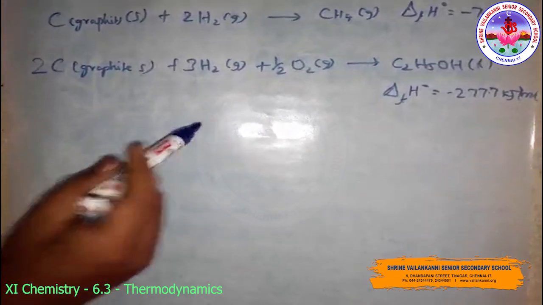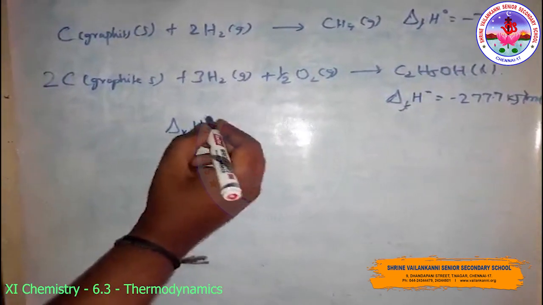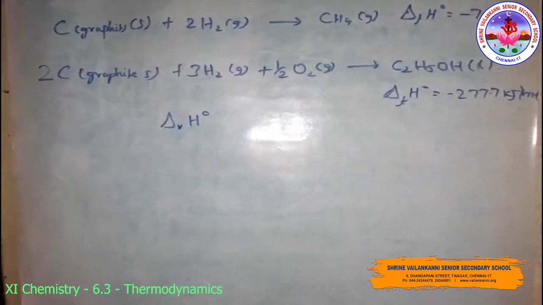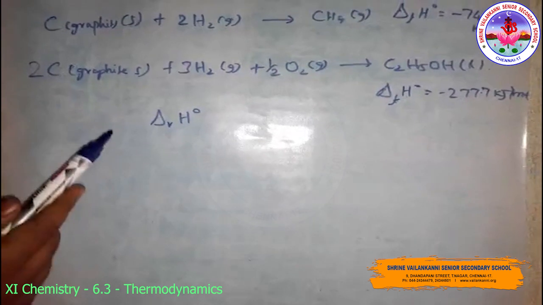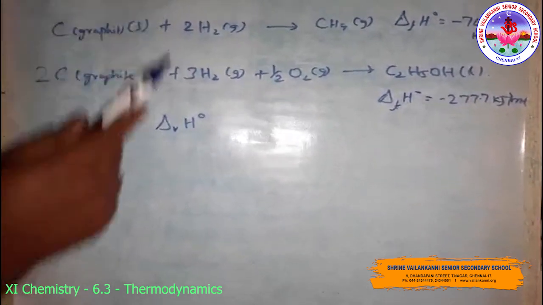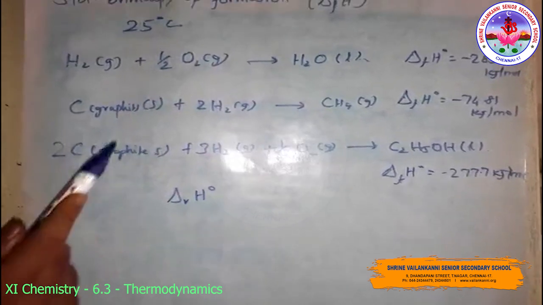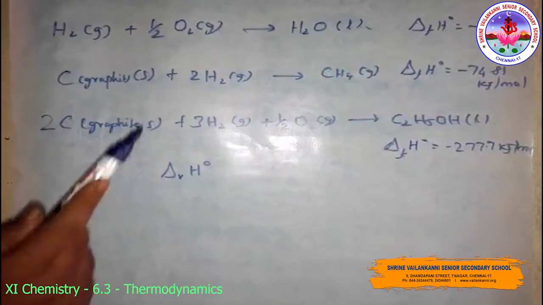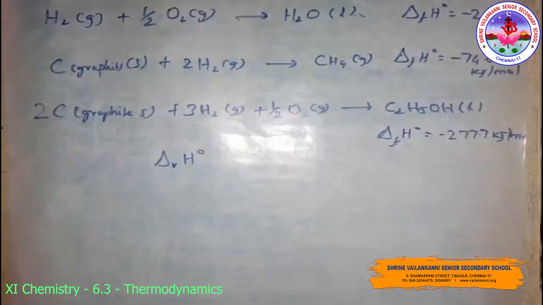It is important to understand that the standard molar enthalpy of formation is just a special case of the standard enthalpy of a reaction. Here 1 mole of a compound is formed from its constituent elements in the reaction. In these 3 reactions, 1 mole of each, that means water, methane and ethanol, is formed.